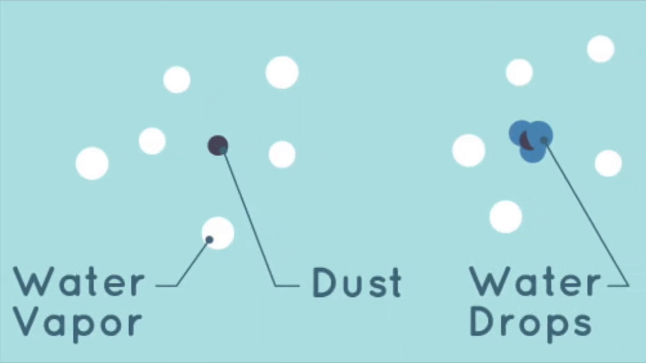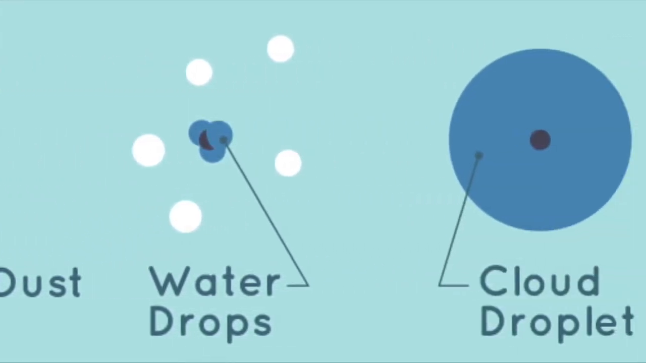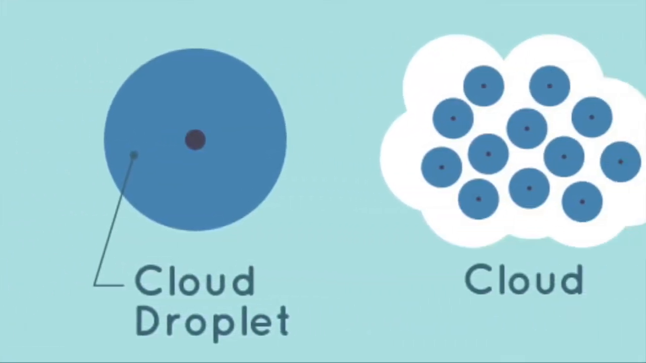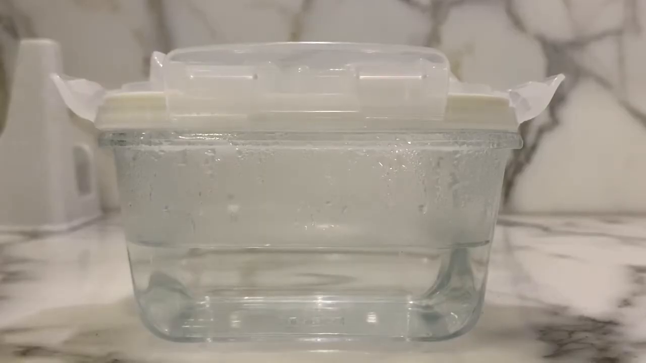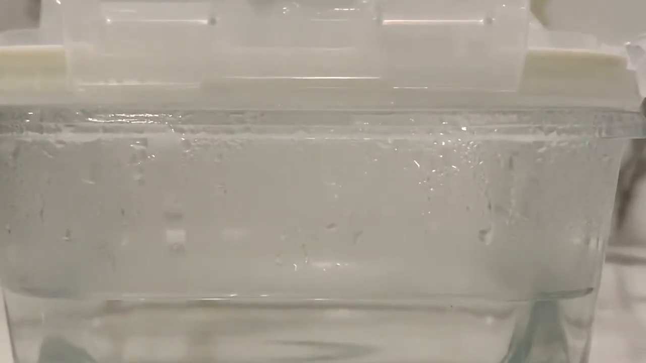Clouds form by having water vapor condense on small solid particles like dust, sea salt, pollution, or other droplets of water. In our case, they collect on the tray and the sides of the container.